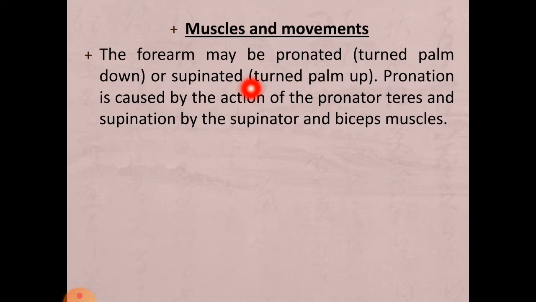Next we have the muscles and the movements around the proximal and distal radioulnar joint. The forearm may be pronated, turned palm down, or supinated, turned palm up. Pronation is caused by the action of the pronator teres, and supination by the supinator and the biceps muscle.